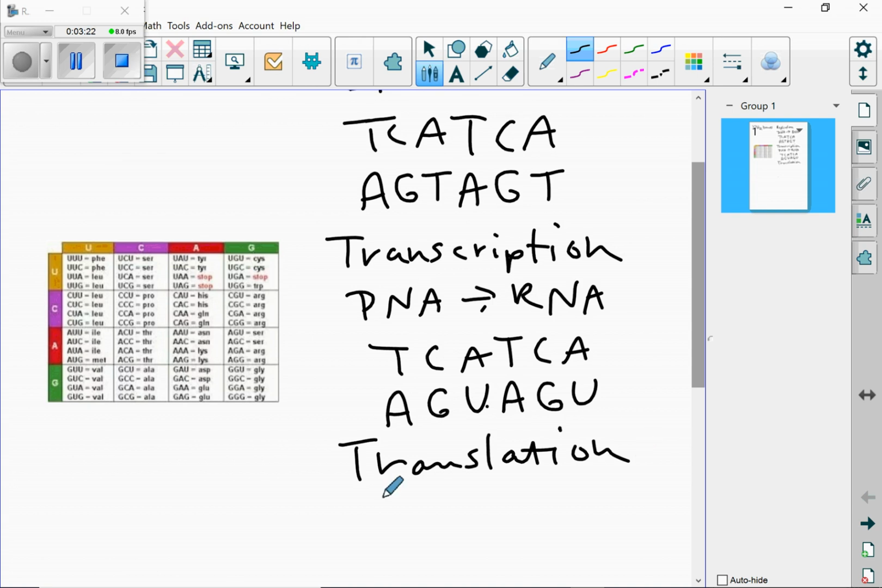So in translation, we're taking RNA that we've made from the DNA, and we're going to use that to make the protein. Now, something to keep in mind is replication and transcription have taken place in the nucleus. Translation is going to take place at the ribosome.